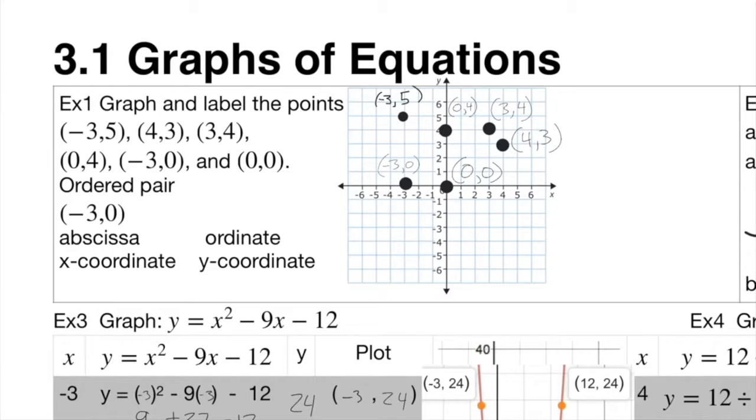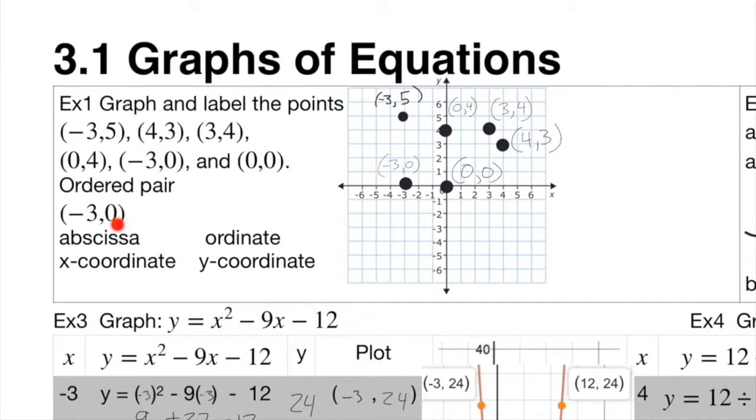So, graph and label the points. You've got (-3, 5). It goes negative 3 to the left and then up 5. (4, 3) goes to the right 4 and up 3. Not to be confused with (3, 4), which goes over 3 and up 4. (0, 4) goes right 0 and then up 4. (-3, 0), (0, 0).